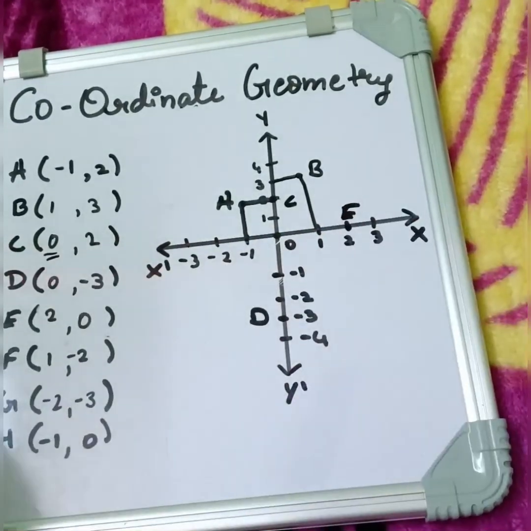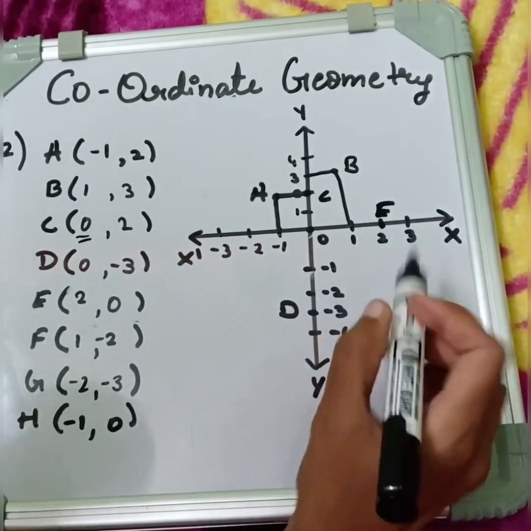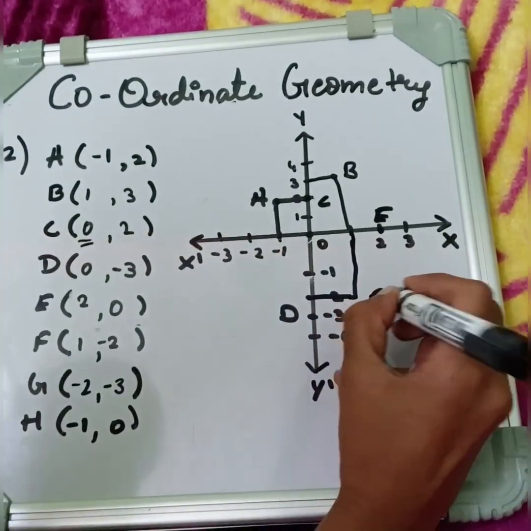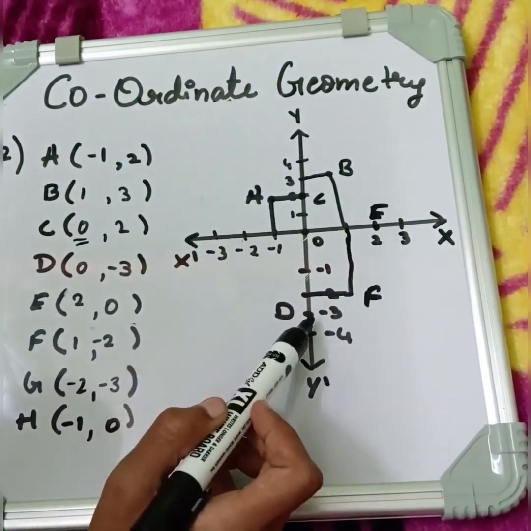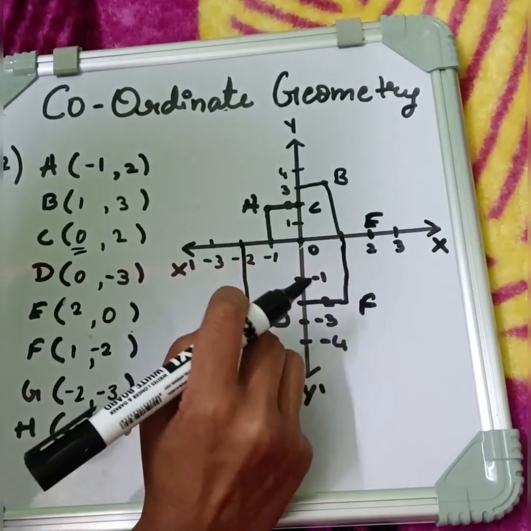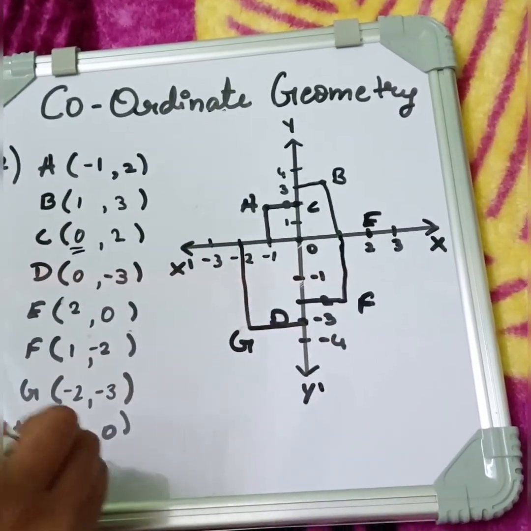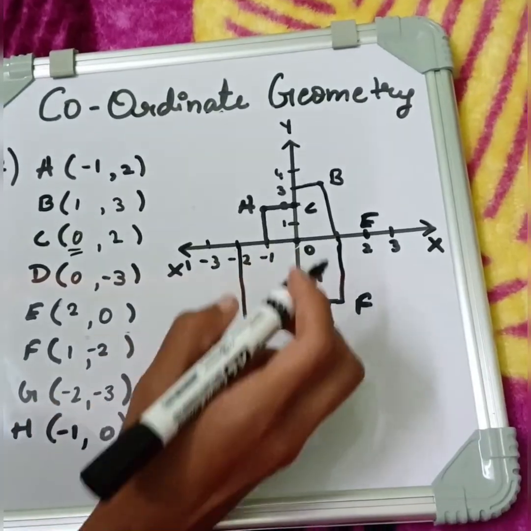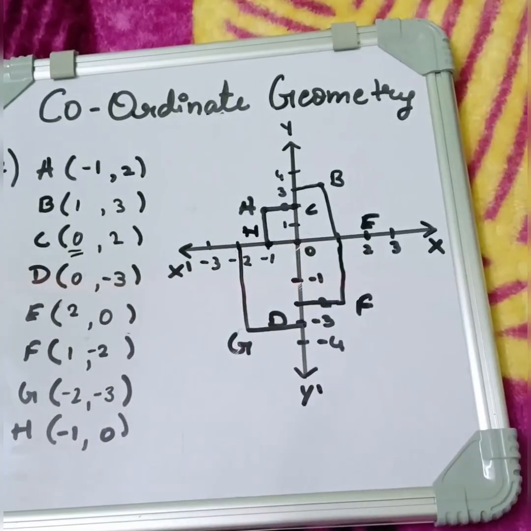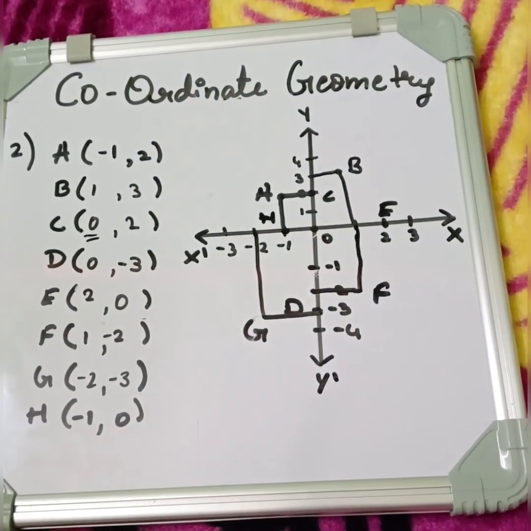Point F: 1 comma minus 2. 1 on the positive side and minus 2 on the negative side of the y-axis. This is point F. Point G: minus 2 comma minus 3. H: minus 1 comma 0. Minus 1 is on the negative side of the x-axis. This is point H. These are the two model questions that can be asked from this chapter. One is locating the given points and the second is identifying the given points.